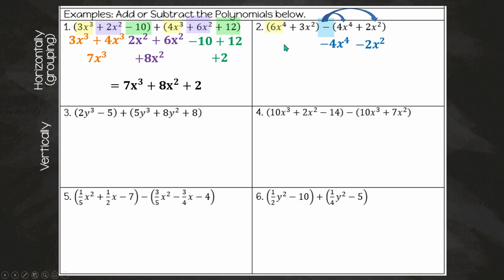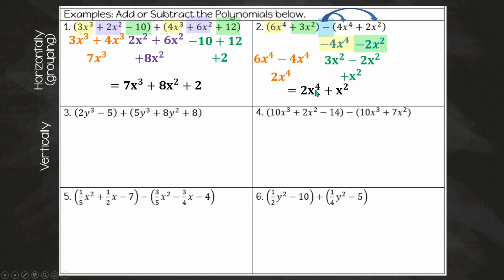Okay, so 6x to the power of 4, I'm going to combine that with negative 4x to the power of 4, and I get 2x to the power of 4. Positive 3x squared and a negative 2x squared. Well, 3 minus 2 is just 1, or a positive x squared. And so my final answer is 2x to the fourth plus x squared. Again, this cannot be simplified any further because my variables are the same, but my exponents are different.